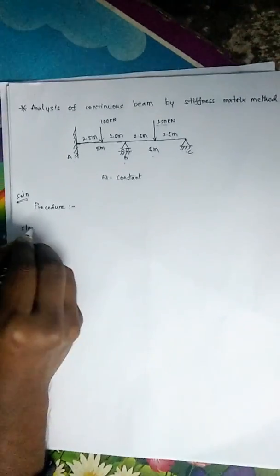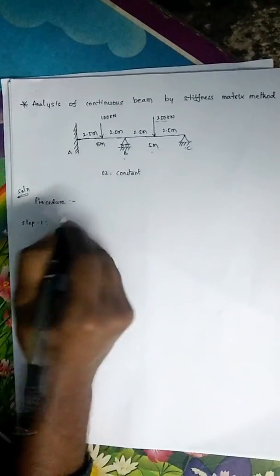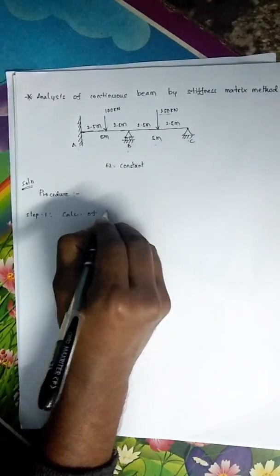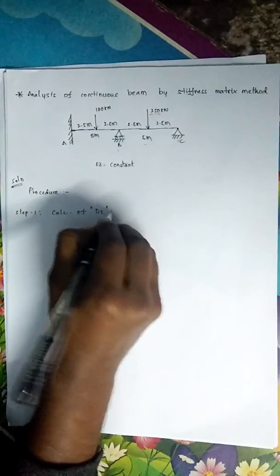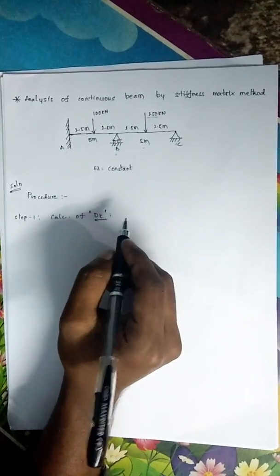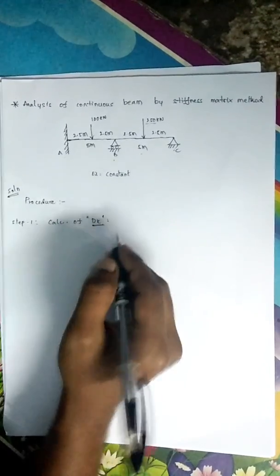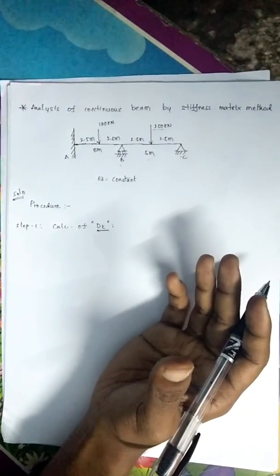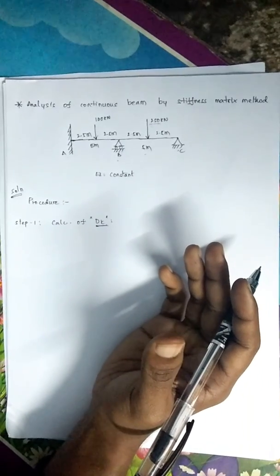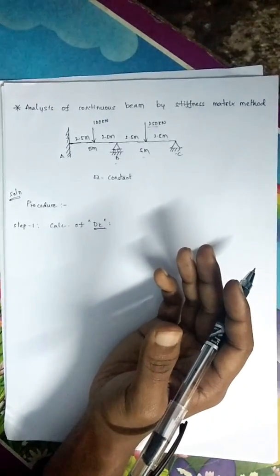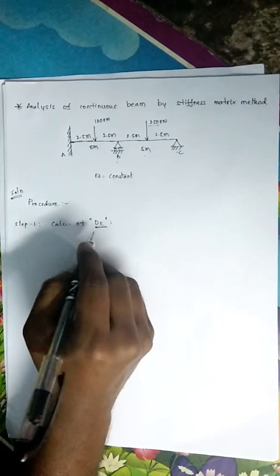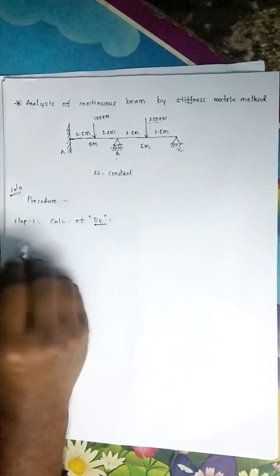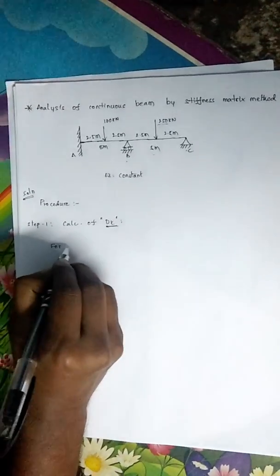Step 1, calculation of DKI. DKI means degree of kinematic indeterminacy. What is degree of kinematic indeterminacy? Degree of kinematic indeterminacy is the number of moment causing forces. Let us count them support by support, starting with support A.